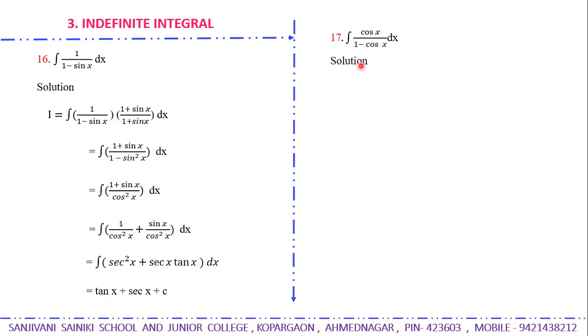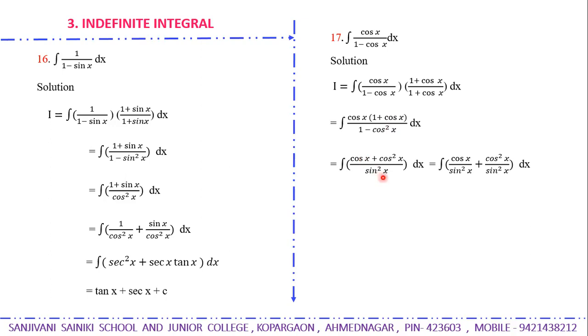The next example is cos x upon 1 minus sin x. Similarly, here also we will multiply and divide by the conjugate. Then simplify, and we will get, separately divided by this, sin square x. You get cos x upon sin square x. That means cosec x into cot x, and here is cot square x.